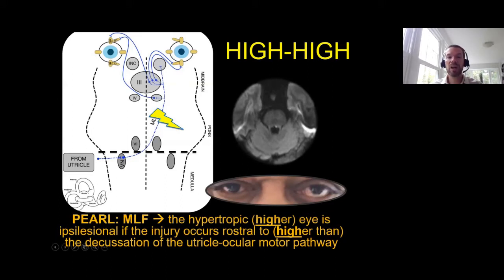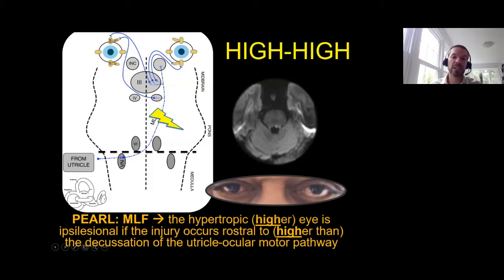So again, we are higher than the decussation of the utricle-ocular motor pathways. The higher eye is on the same side as the lesion. So the hypertropic higher eye is ipsilesional if the injury occurs higher than the decussation of the utricle-ocular motor pathway. Low, in this case the lesion was on the left side. This is a left lateral medullary stroke. The left eye was lower. It was a left-sided stroke.